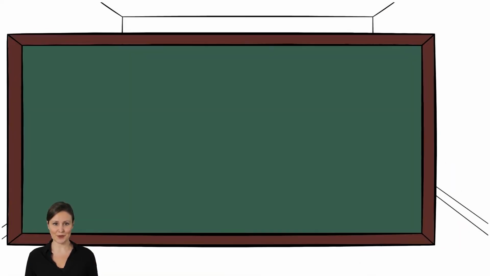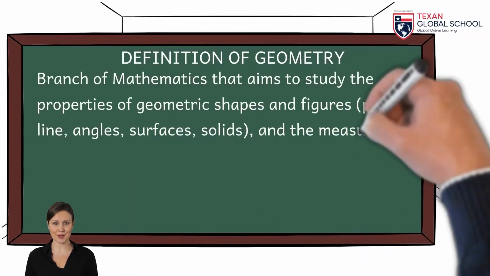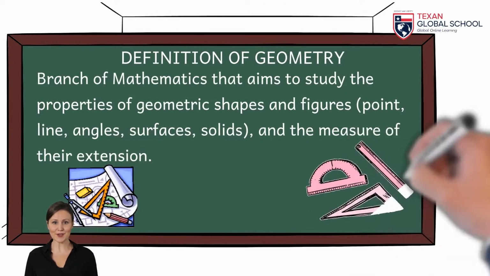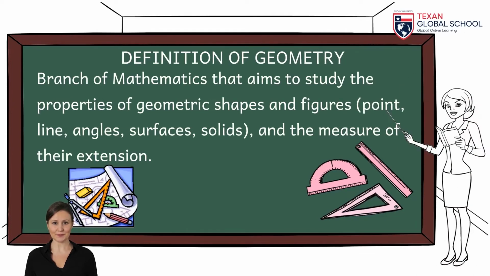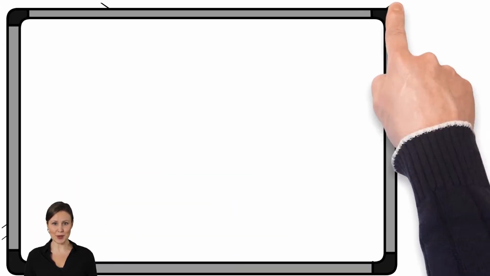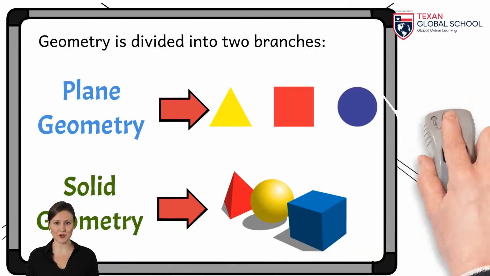Geometry is then the branch of mathematics that aims to study the properties of geometric shapes and figures, such as points, lines, angles, surfaces, and solids, and the measurement of their extension. Geometry is divided into plane geometry and solid geometry. We will analyze both branches.